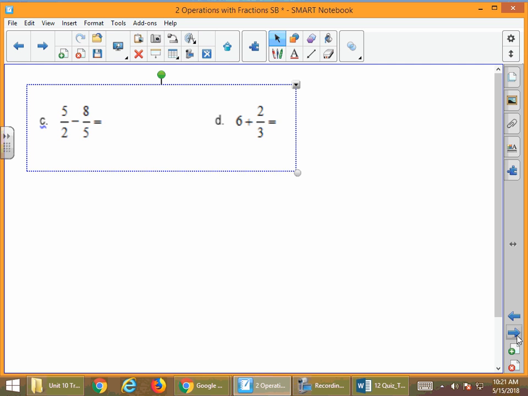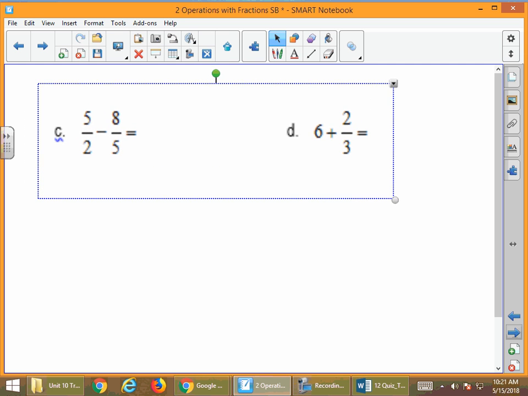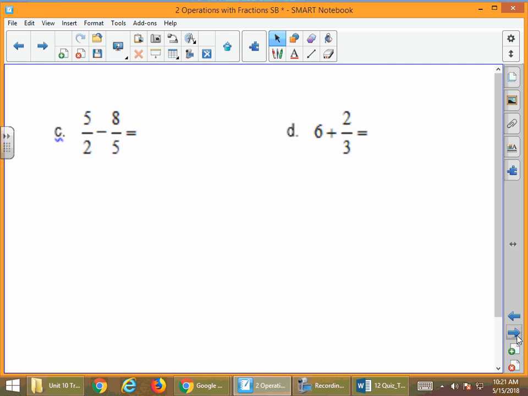Letter C. Finding the common denominator. The easiest way to find the common denominator is to multiply the two denominators together. 2 times 5 is 10. Before I put that in there, I'm going to write 5 halves with a little bit of extra space, minus the 8/5.